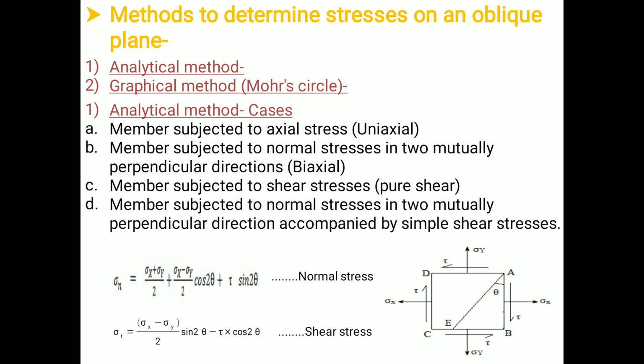Now we will move to case number 2. A member is subjected to normal stresses in two mutually perpendicular directions. It is known as biaxial stresses.